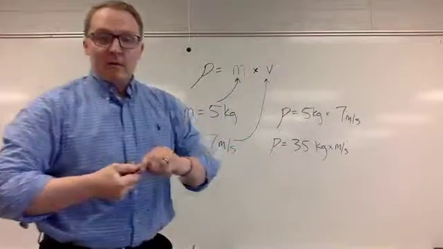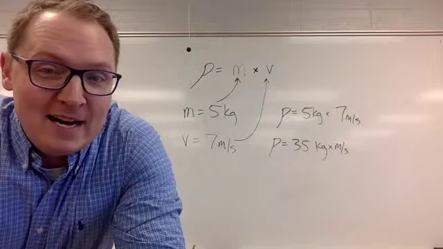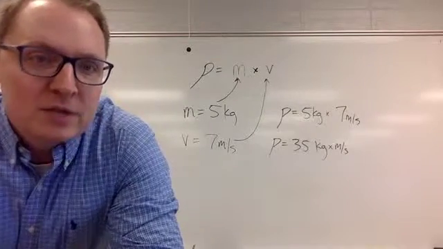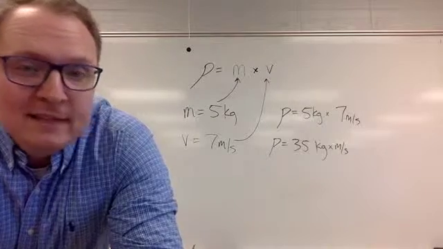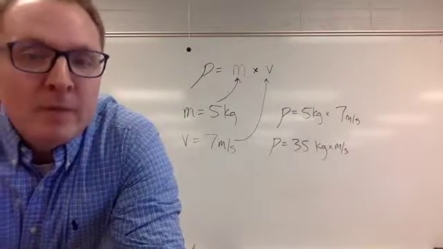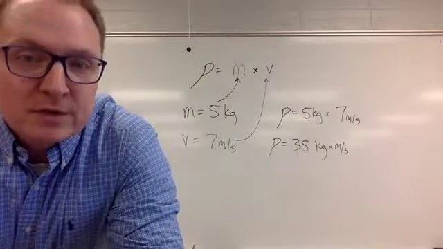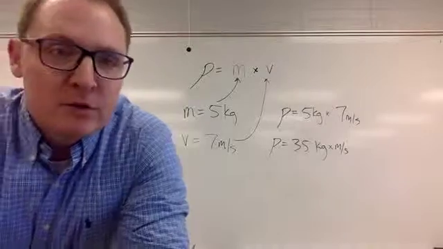And as it turns out, nothing cancels, nothing simplifies, and we haven't assigned kilograms times meters per second as any other thing like a Newton, right? And so that's it. Those are the units of momentum, kilograms times meters per second. So your answer here for this bowling ball is 35 kilograms times meters per second.